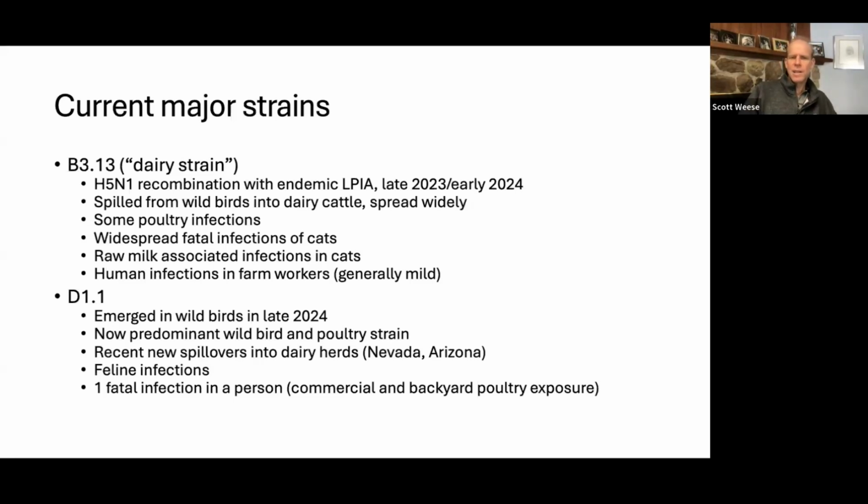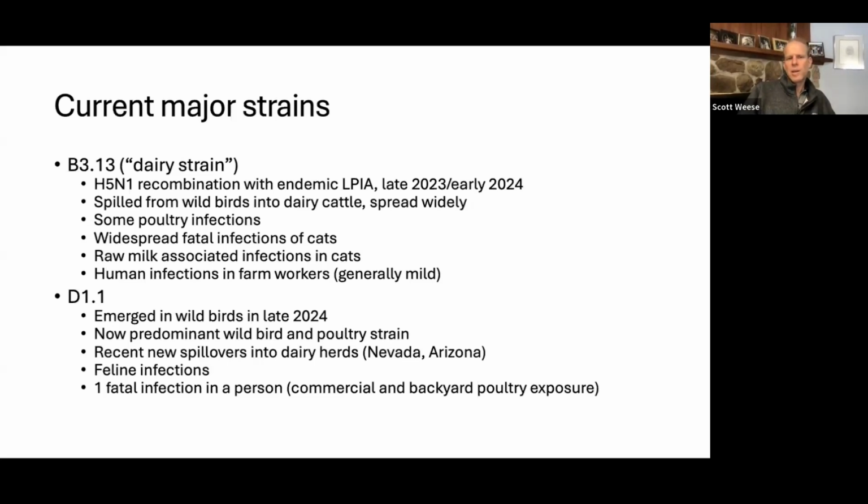And then there's D1.1. This is a new kid on the block, but it's a concerning one. It emerged in late 2024 and quickly became the predominant strain in wild birds. And that also means it's the predominant strain in poultry, because poultry get infected from wild birds. This is the one that's caused those recent infections in dairy herds, different from the dairy strain, in Nevada and Arizona. It has also caused feline infections, and it's been associated with some severe disease in people. We don't know whether this truly causes more severe disease or whether it's just bad luck coincidence. But there's been one fatality and a couple other serious infections, and I'll get to that in a second.